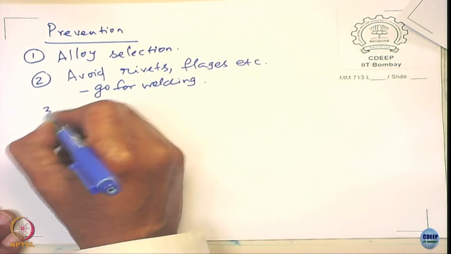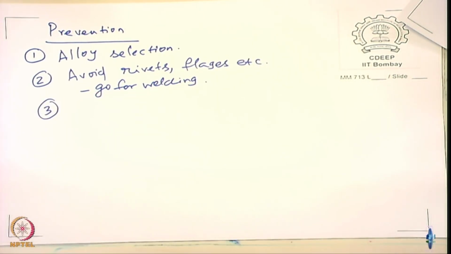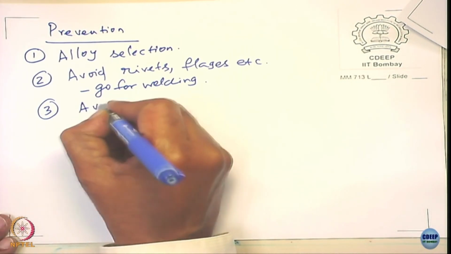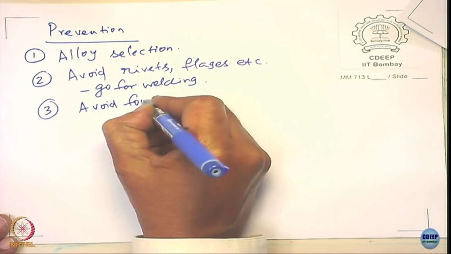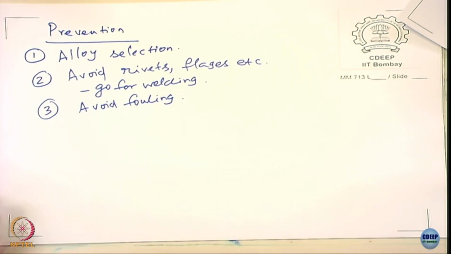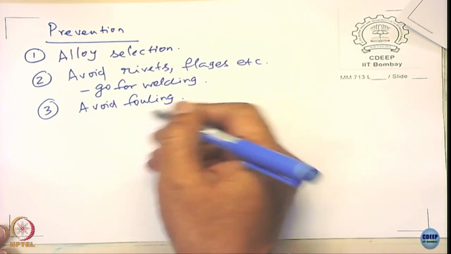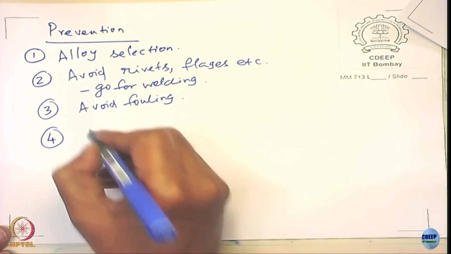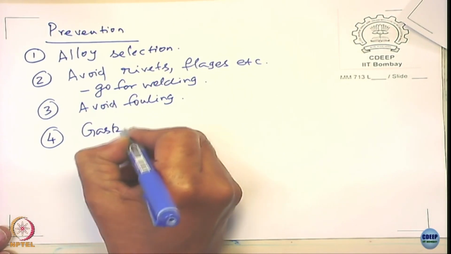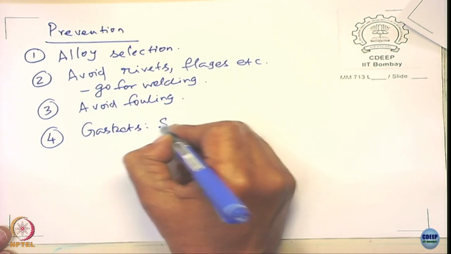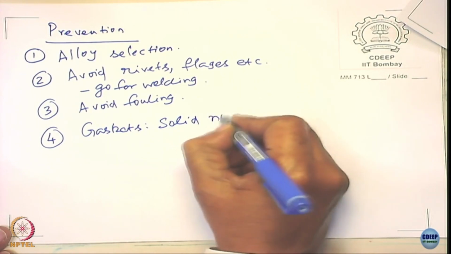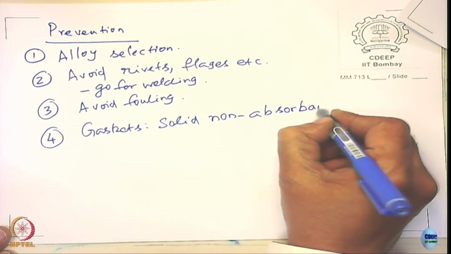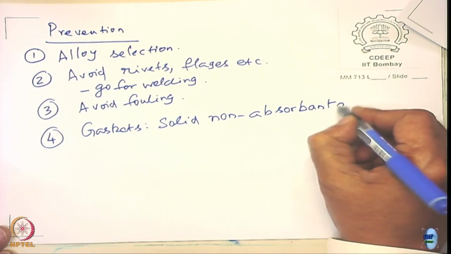What else forms the crevices? We said about fouling, right? So avoid fouling. Use filters. And if you are going to use mechanical joints, then you are going to use gaskets. It must be solid, non-absorbent gaskets.